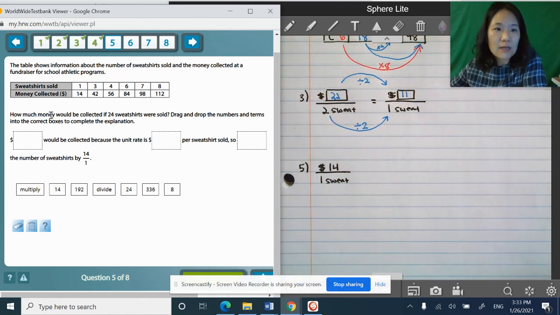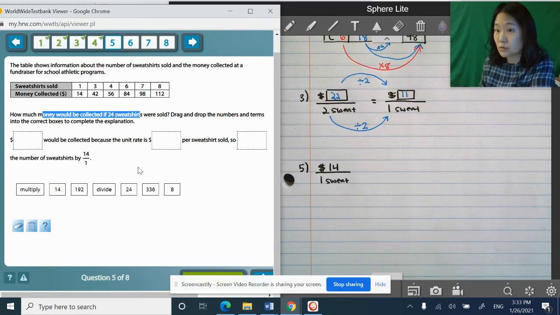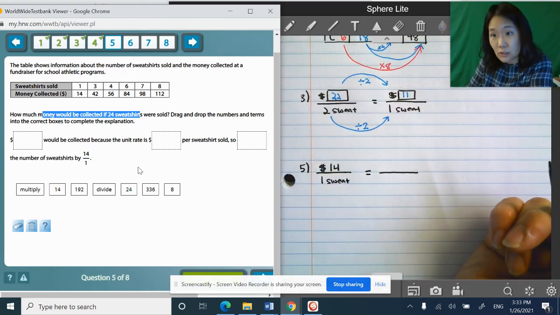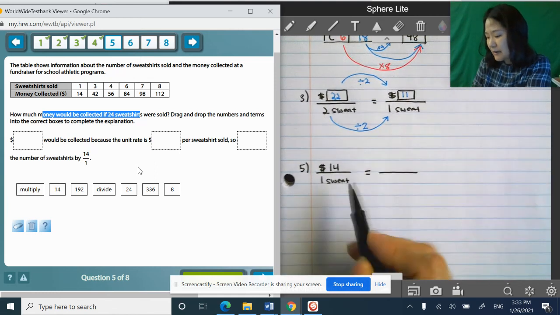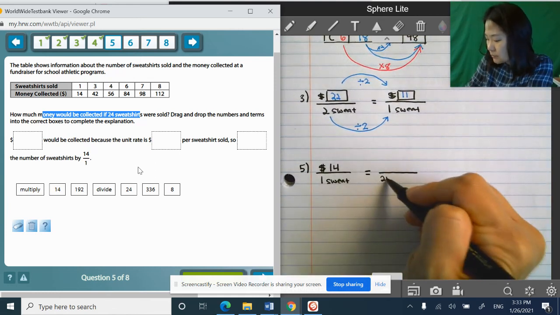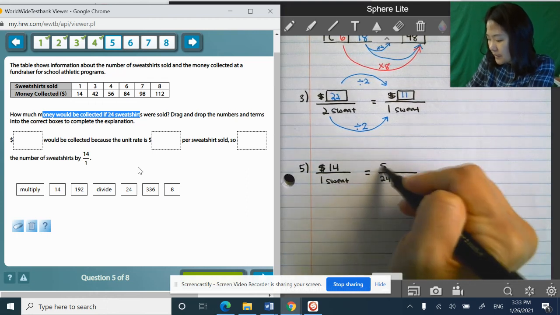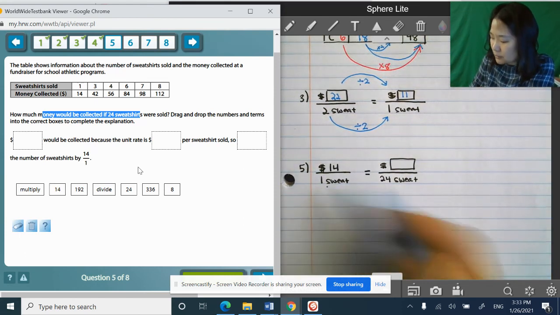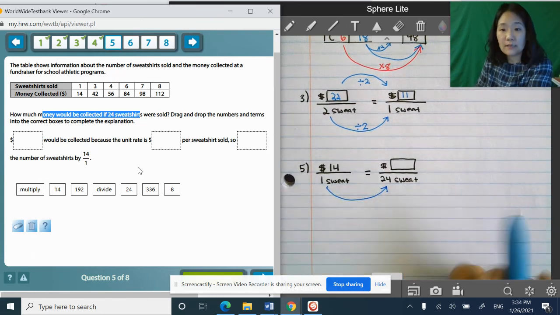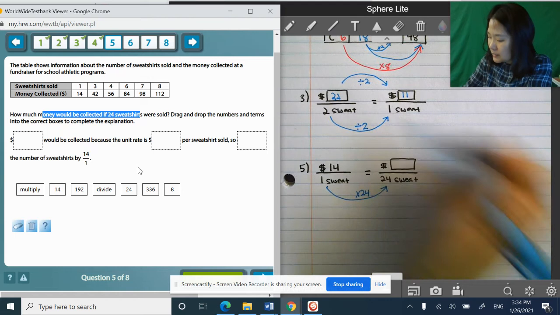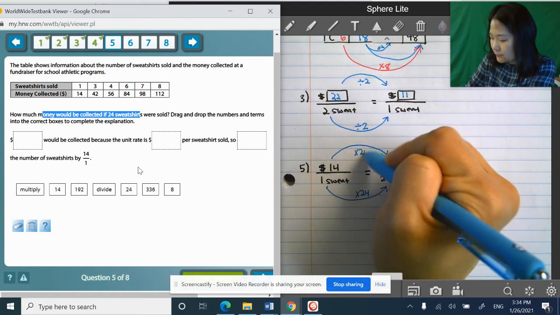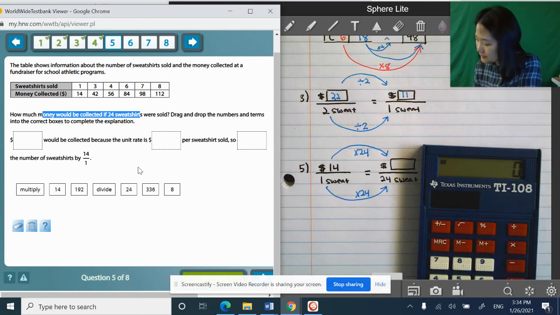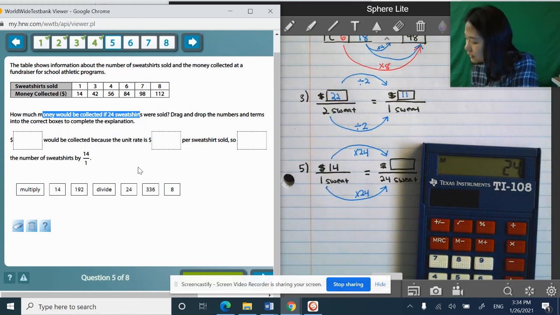It says, how much money would be collected if 24 sweatshirts were sold? So what I'm going to do is make an equivalent rate with 24 sweatshirts. Where am I going to put 24? Well, since I have sweatshirts on the bottom, I'm going to put it also on the bottom. And once I find out this amount, that's going to be the answer. So now, how do I go from 1 to 24 using a multiplicative relationship? It is times 24. So if I do 14 times 24, that should give me how much it is for 24 sweatshirts.